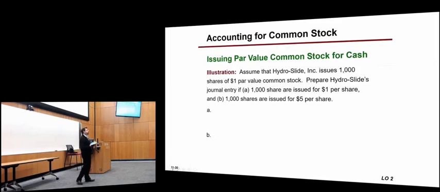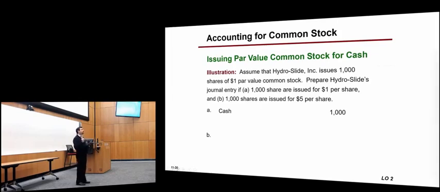Now, when the company issues stock, they are basically selling that stock. So they will receive cash. How much? The amount that is the market price. This is the amount that they will receive in cash. This is how much they are selling it. So the shares are issued for $1 per share. How much cash is the company going to receive? Cash will be debited, 1,000. Common stock will be credited.